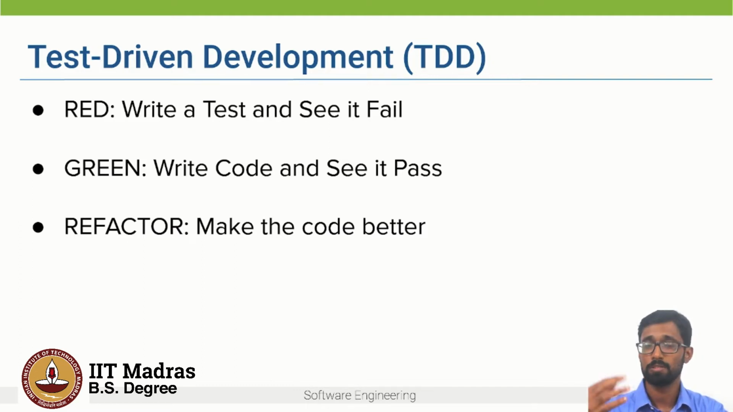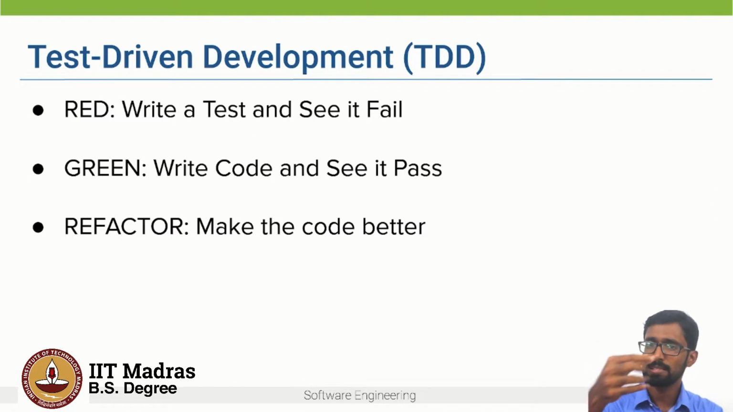So this is known as Red-Green-Refactor. First, we write a test and we see that it fails. Then we write the minimum code required to pass that test, that is green. And then we refactor the code and make it better. And this might be for one small sub-functionality.